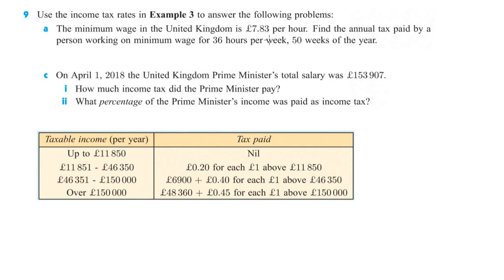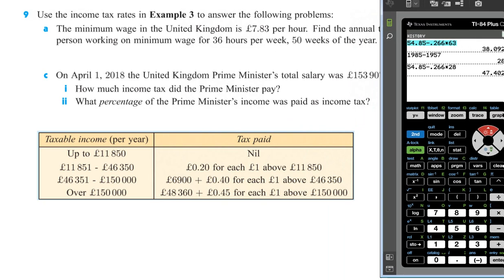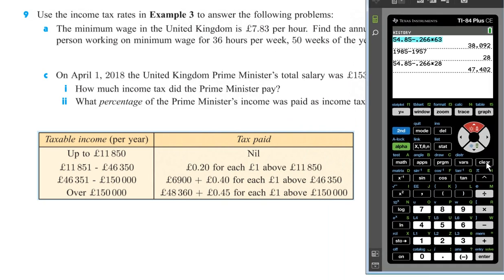Minimum wage in the UK is 7.83 pounds an hour. Find the annual tax paid by a person working on minimum wage for 36 hours per week, 50 weeks of the year. So let's figure out how much they make total. Okay, so let's clear that out.